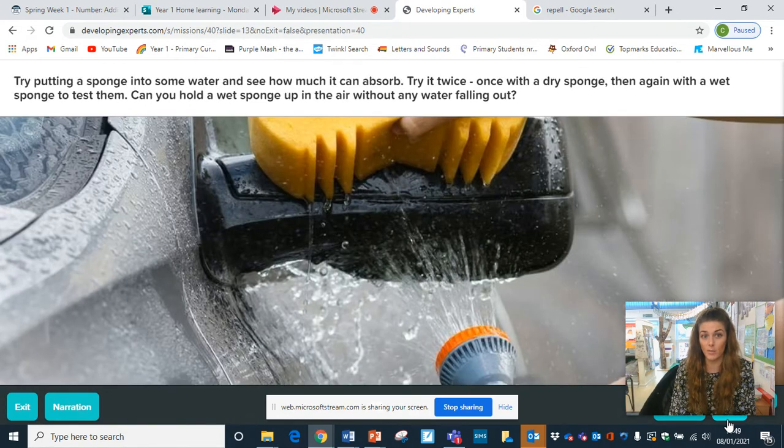So try putting a sponge into some water and see how much it can absorb. Then try it twice, once with a dry sponge, then again with a wet sponge, to test them. See which one squeezes more water out when you squeeze the water out. Can you hold a wet sponge up in the air without any water falling out? Have a try with that as well.